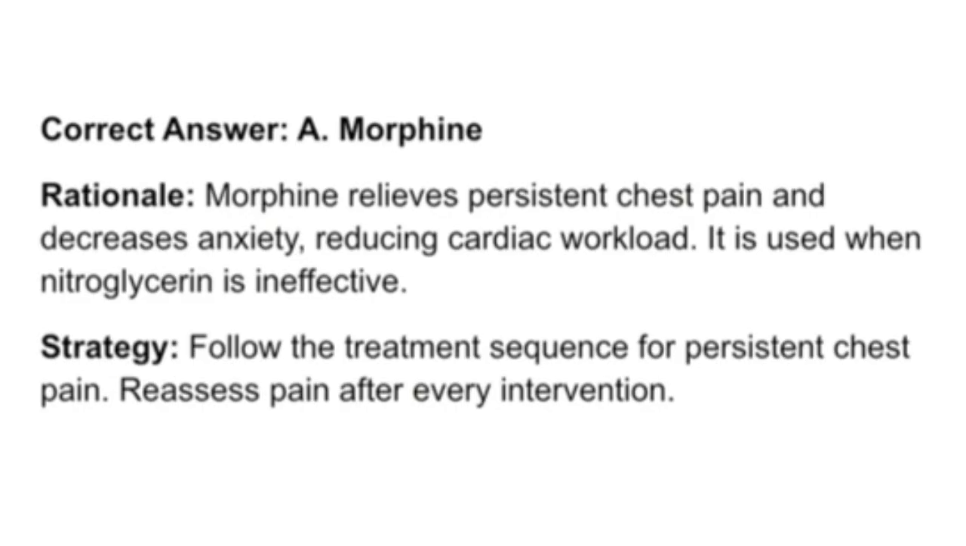Morphine. Rationale: morphine relieves persistent chest pain and decreases anxiety, reducing cardiac workload. It is used when nitroglycerin is ineffective. Strategy: follow the treatment sequence for persistent chest pain. Reassess pain after every intervention.